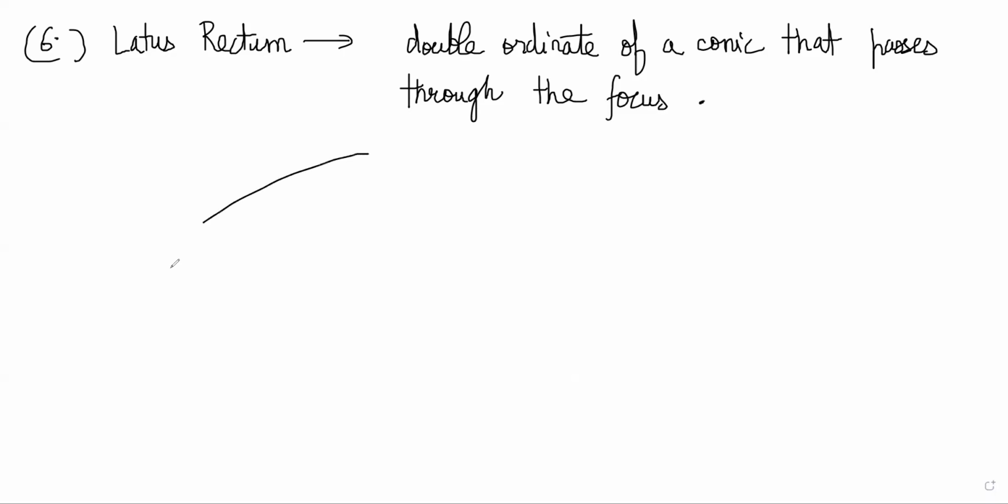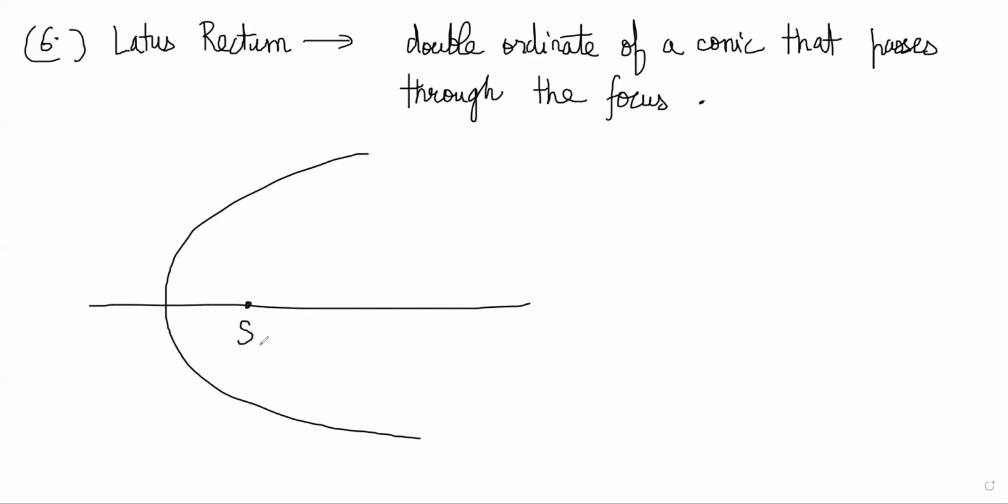That double ordinate is known as latus rectum. So for the same situation, this was the focus. This was a random double ordinate. This is a normal double ordinate, which is perpendicular to the axis, right? But if the double ordinate should pass through the focus, it will be like a focal chord, right? It will be a situation like this, a chord that passes through the focus and is perpendicular to the axis of the parabola.